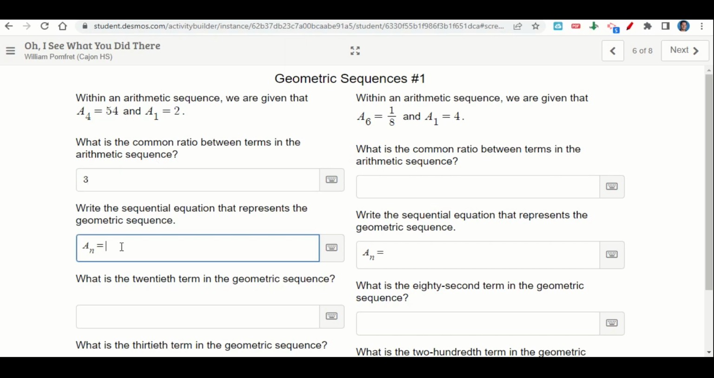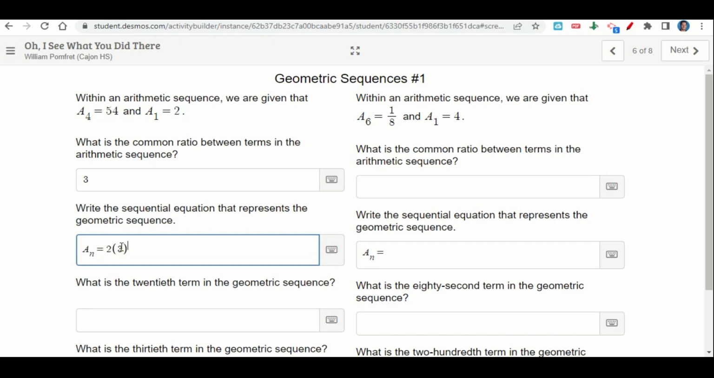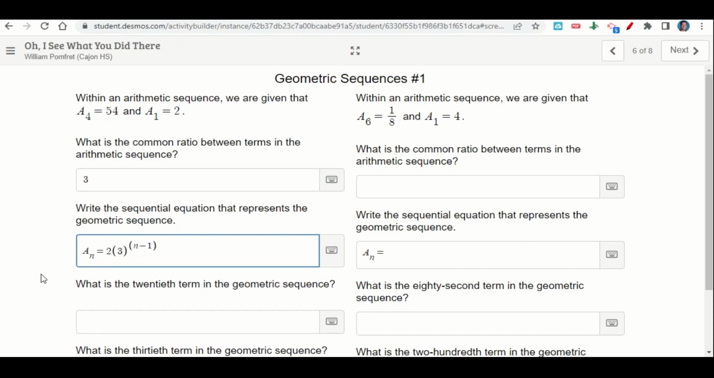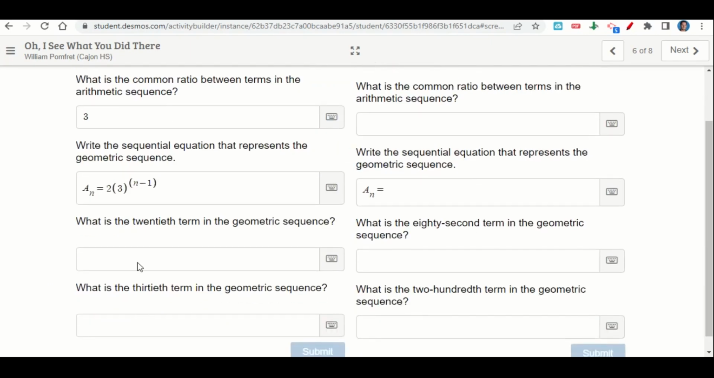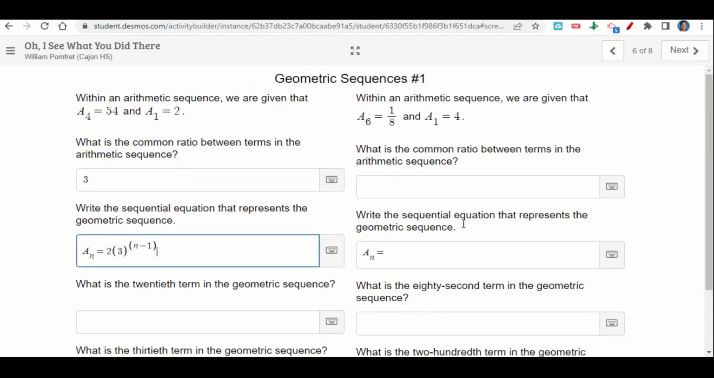Then I'm going to write that as an equation. So when I do this, I have my an is equal to a1 times r to the n minus 1 power. So let's go ahead and enter that in. So we have a1 is 2 times the common ratio, which is 3, to the n minus 1 power. So just like that. Then it says find the 20th term. Well, I'm going to plug 20 in for n and then solve. So you'll do that for that one and then do it again for the 30th term. So I put 30 in here and solve. Then I repeat the same process over here for the common ratio of this one.